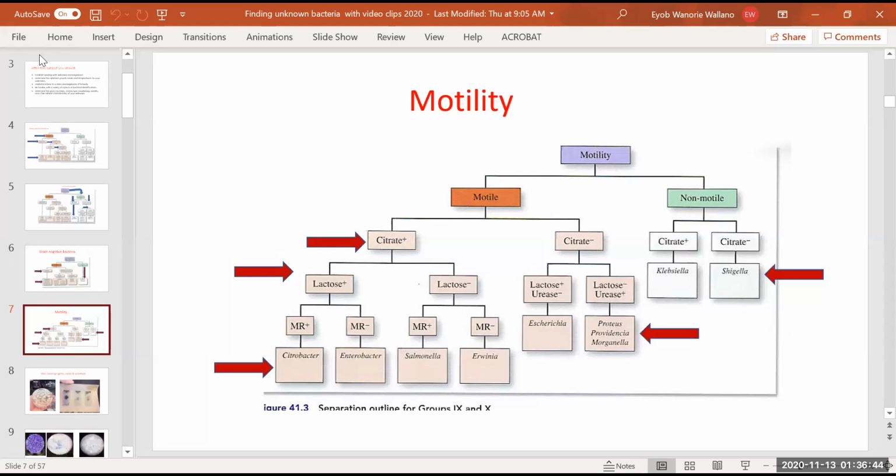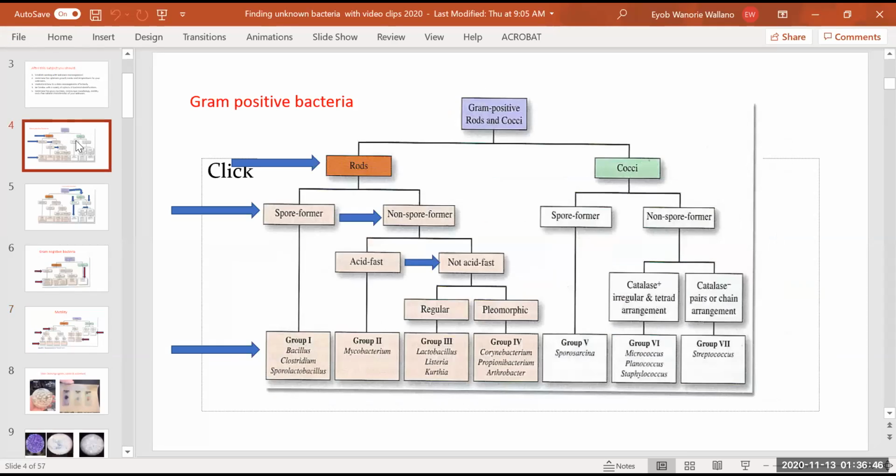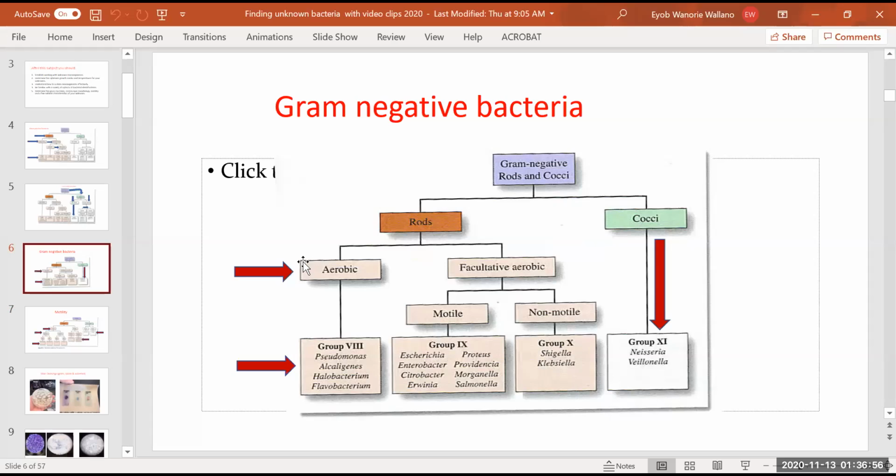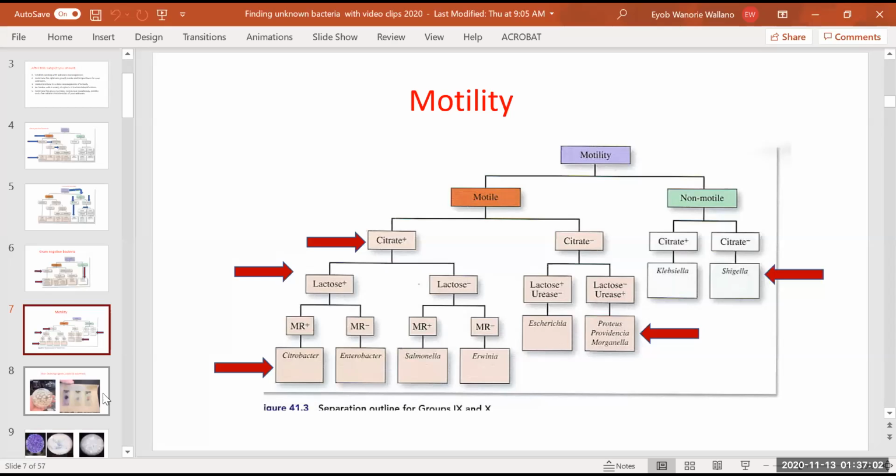So this is Bergey's manual. Look now, this is Bergey's manual, how gram-positive bacteria are divided as rods and then as cocci, and then we come to motility. Gram-negative bacteria, rods and cocci, and then we come to motility. Okay, now, what are we going to know on gram positive and gram negative? Look now, and then including acid fast and the spore.